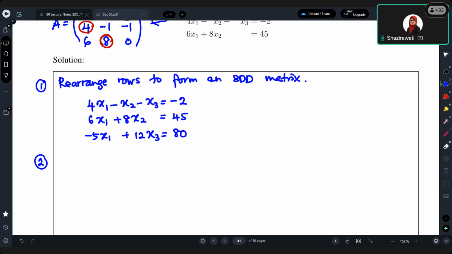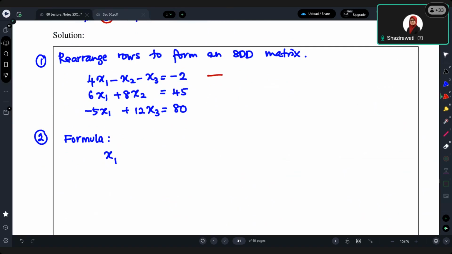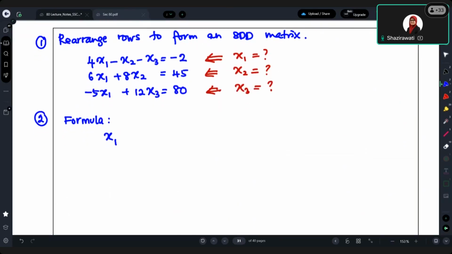Second one, we want to form the formula. Formula specific for this problem. So apakah formula untuk X1? Apakah formula untuk X2? What is the formula for X3? Basically, the formula for X1 comes from row number 1. The formula for X2 comes from row number 2. X3 datang daripada row number 3 lah. So you can see, ini just bawa kiri kanan here and there lah. But just be careful with the positive negative. Biasanya student salah formula ni, salah positive negative tu lah bila tukar position.